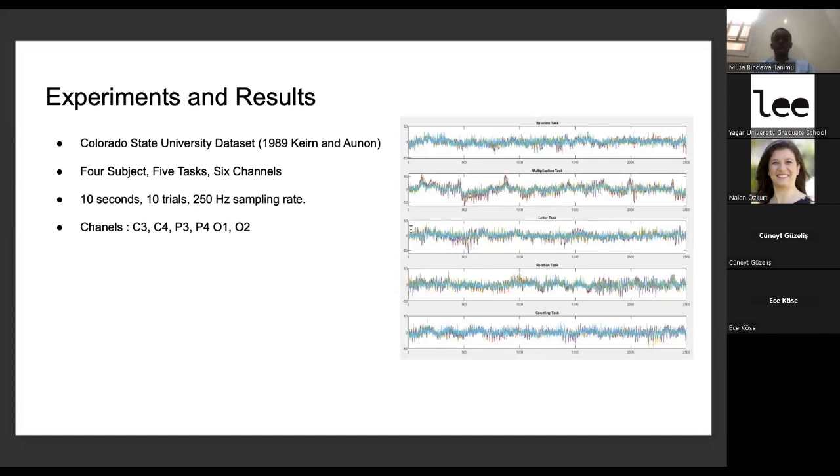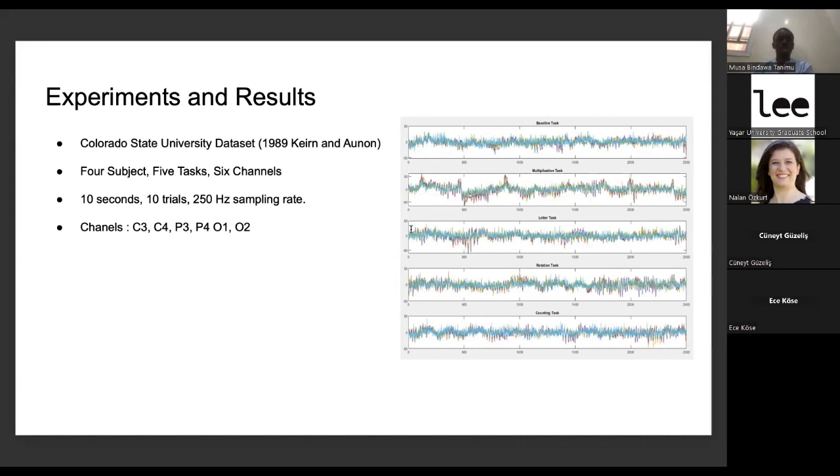So now I want to talk about some of the experiments we've done and also discuss the results. The first experiment we did was using the Colorado State data set, which was taken from 4 subjects. They were given 5 tasks to use. These tasks are the baseline task, which in our case is the resting state, multiplication, letter task, rotation task, and the counting task. But for our own case, since we are going to use it for biometric purposes, we chose to use the baseline task only, which is recorded at the resting state.